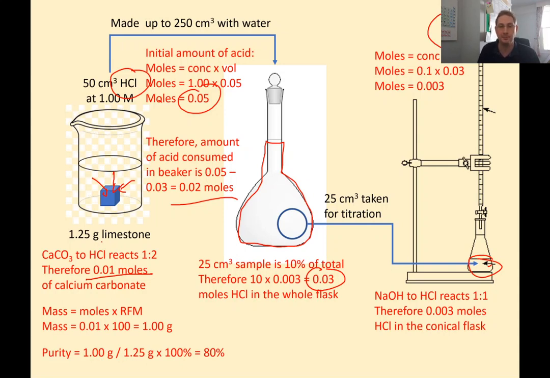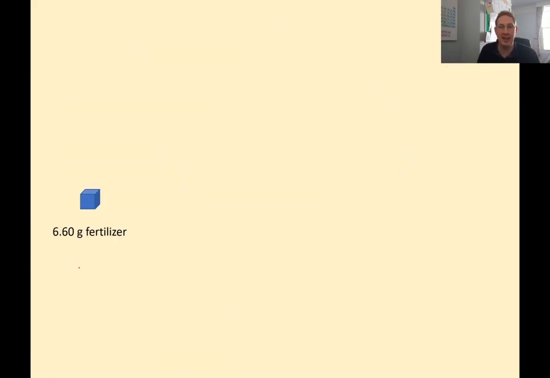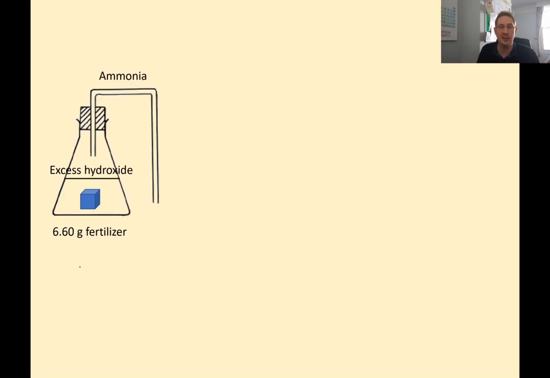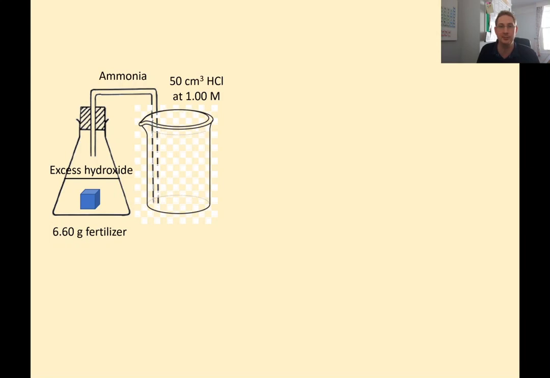Here's another example. I'll run through the question and then you can pause the video and see if you can work it out. We've got 6.6 grams of fertilizer that we react with excess hydroxide generating ammonia solution. This is then bubbled through 50 centimeters cubed of hydrochloric acid at 1 molar.